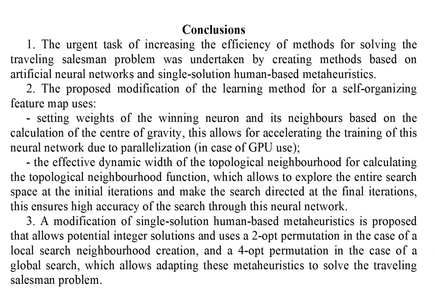A modification of single-solution human-based metaheuristics is proposed that allows potential integer solutions and uses a 2-opt permutation in the case of a local search neighborhood creation and a 4-opt permutation in the case of a global search, which allows adapting these metaheuristics to solve the traveling salesman problem.